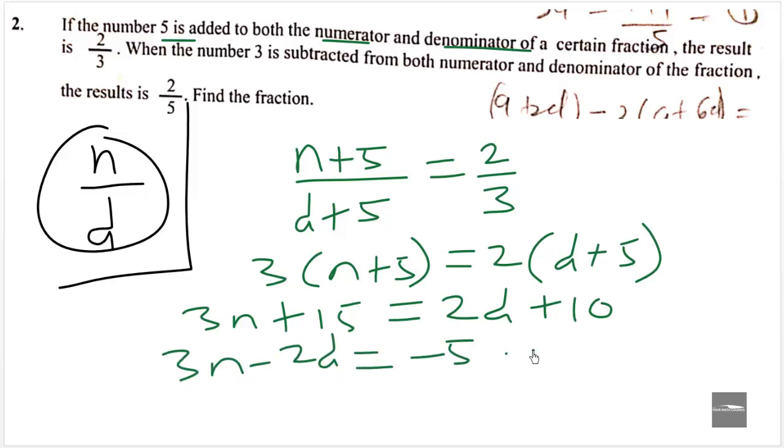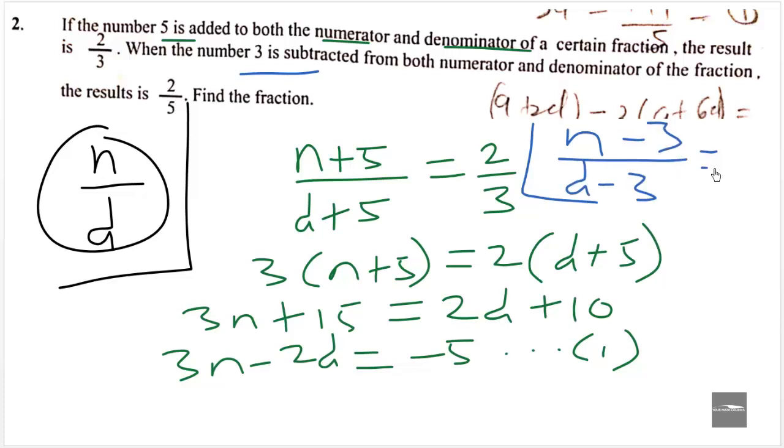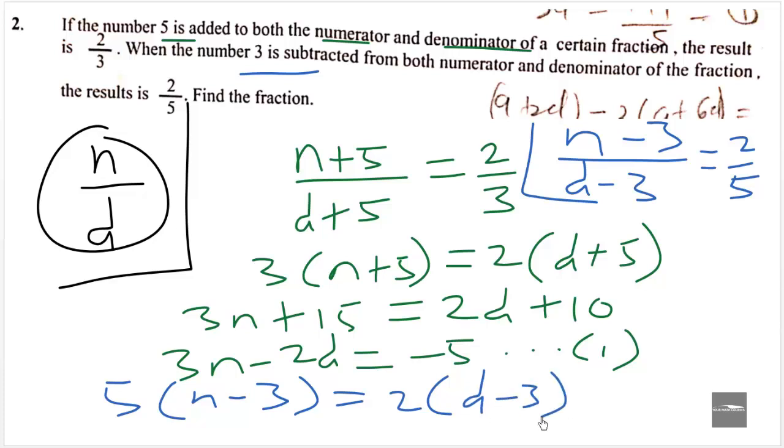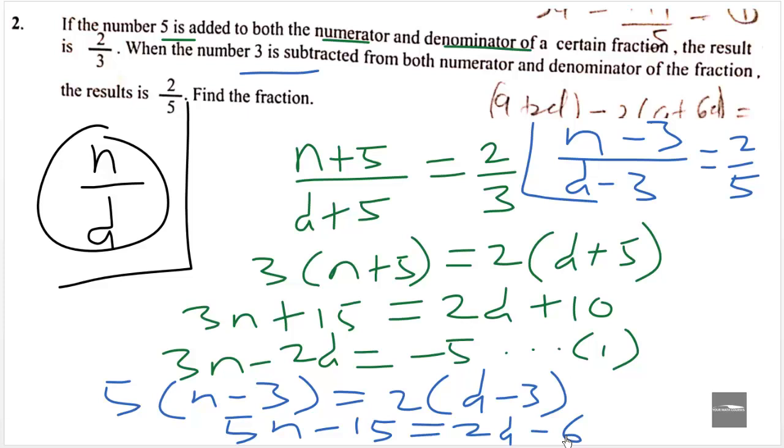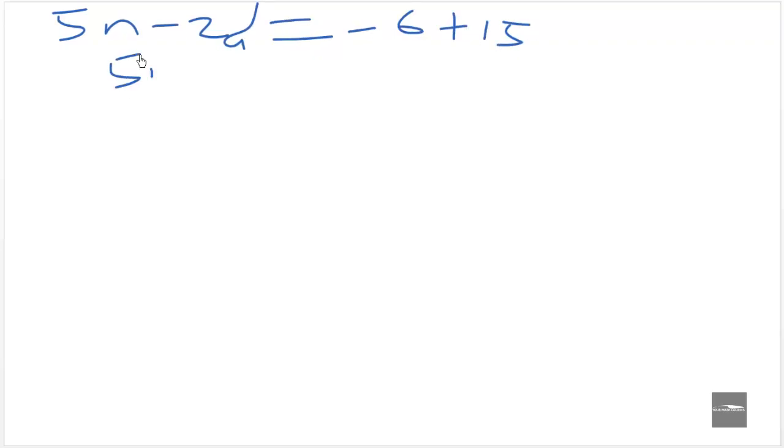So this gives us the equation 3n minus 2d equal to -5. We call this equation 1. Then we're also told that when 3 is subtracted from both the numerator and the denominator of the fraction, the result is 2/5. We cross multiply again and obtain another equation in n and d. That will give us 5n minus 15 is equal to 2d minus 6. So this will simplify to 5n minus 2d is equal to 9.